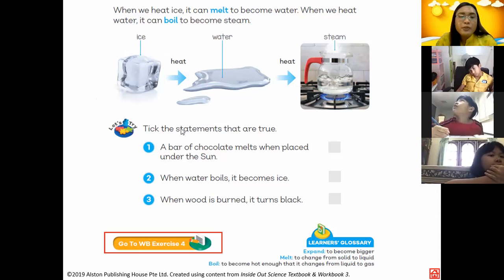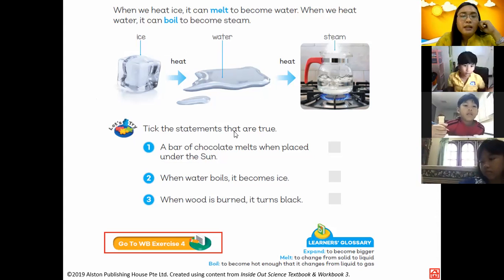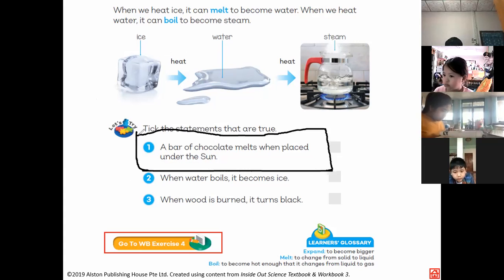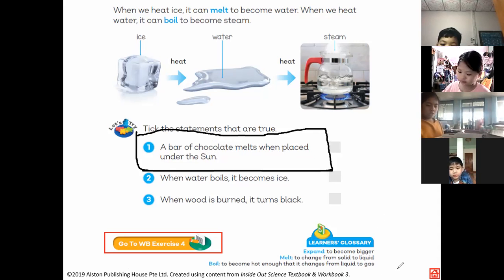Now let's try to answer this one. Take the statements that are true. Number one, can you read number one? Chocolate melts when placed under the sun. Okay, so if you have chocolate and it melts when placed under the sun, is it true or is it false?